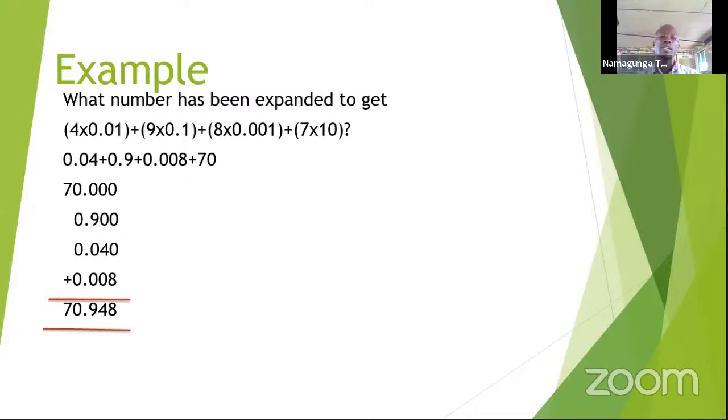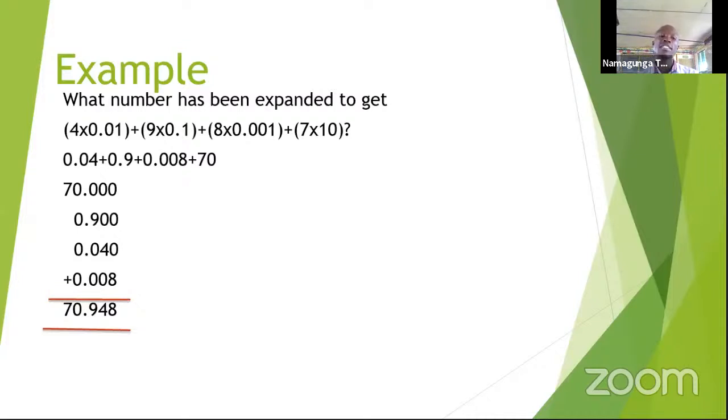So it will give us 0. When you multiply 4 times 0.01, it will give us 0.04, plus 9 times 0.1 will give us 0.9, plus 0.008, then plus 7 times 10, which is 70, where 70 is a whole number.